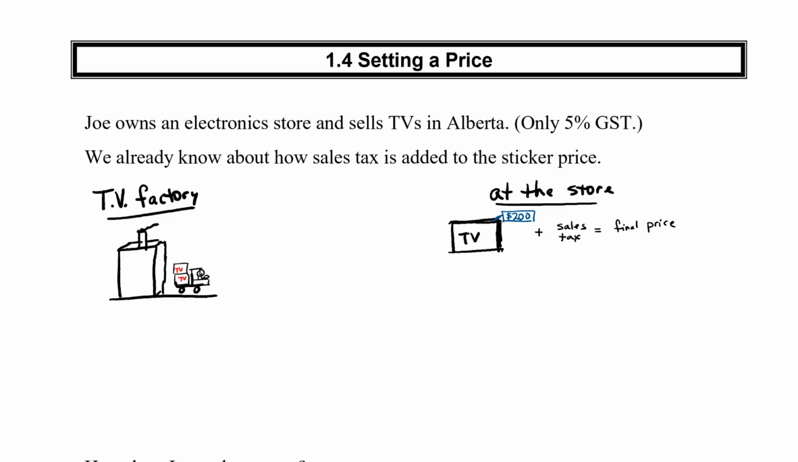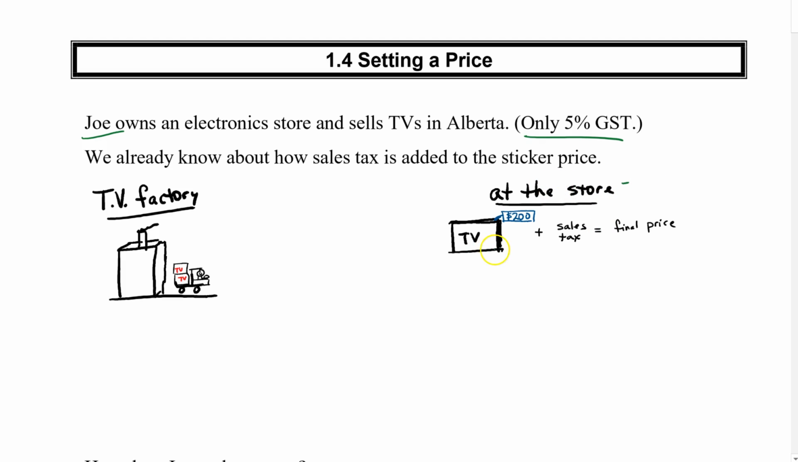Welcome to lesson 1.4, where we're going to learn about how business people set a price. In our example here, Joe owns an electronics store and sells TVs in Alberta. If you may remember, in Alberta there's no provincial sales tax. There's only 5% GST.